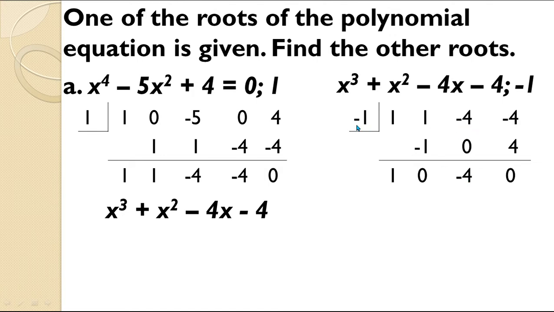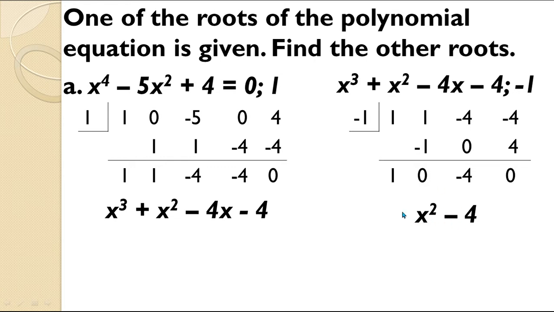Negative 4 times negative 1 ay positive 4. Negative 4 plus positive 4 ay 0. So again, yung ating remainder ay 0. Therefore, negative 1 is another root of the given equation. So then next, kunin natin yung quotient, which is 1x squared or x squared minus 4. So kung mapapansin, wala na yung itong 1 ang exponent.